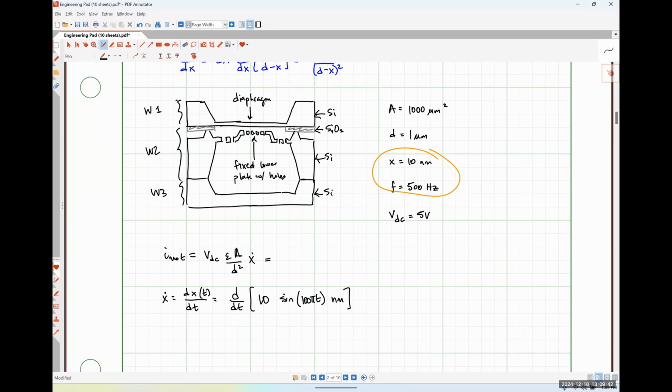Absolutely fair assessment, right? So if we have a maximum displacement of 10 nanometers and we are exciting this thing at a mechanical frequency of 500 hertz, this is what our plate displacement waveform is going to look like. We take the derivative of this guy, that's just going to be effectively maximum value times omega times cosine of 100 pi t, right? So that's going to come out to be 3.142 times 10 to the minus 5 cosine 100 pi t meters per second.